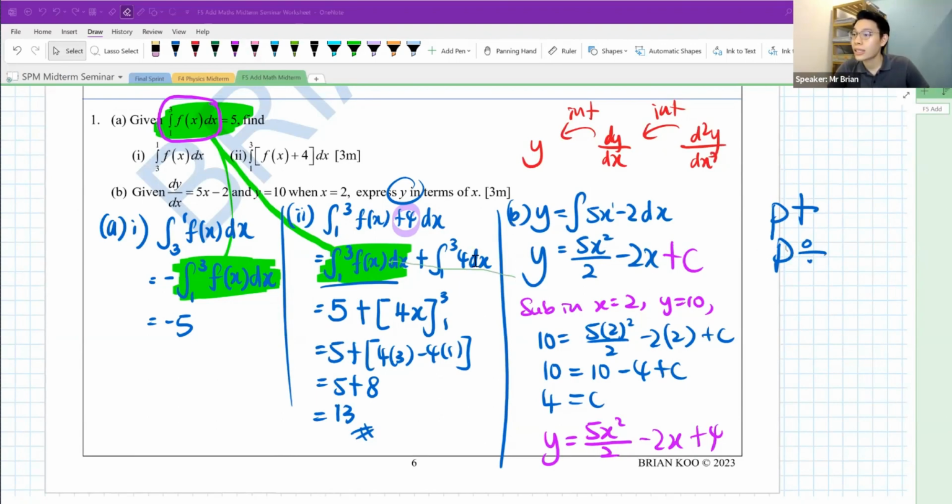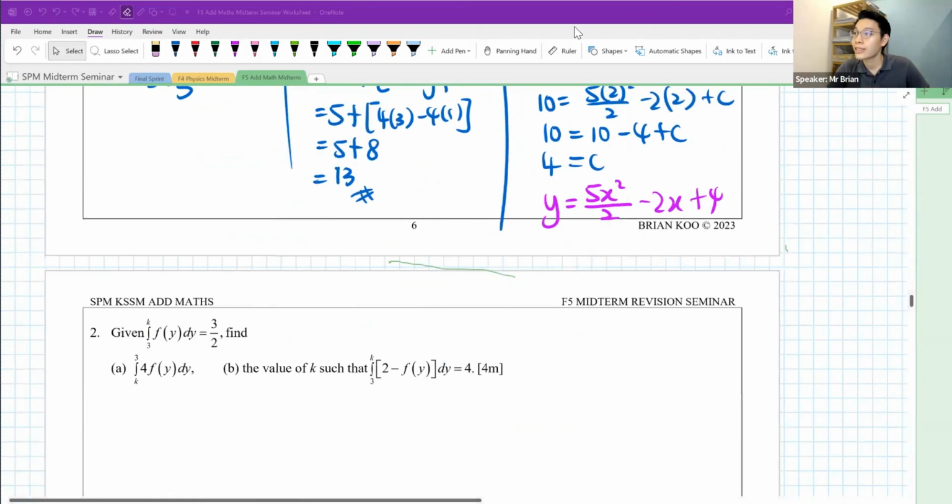Someone is drawing on the screen. Yeah. How do I clear it? Okay, I think okay.